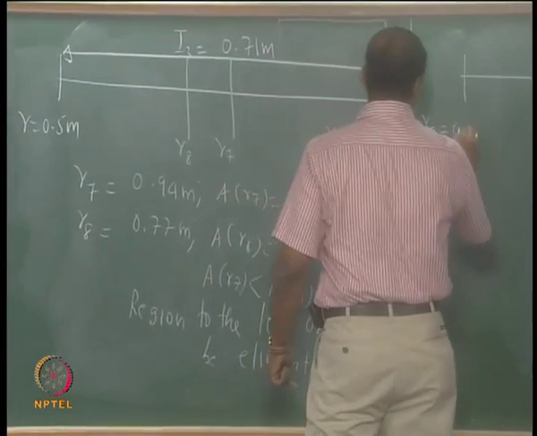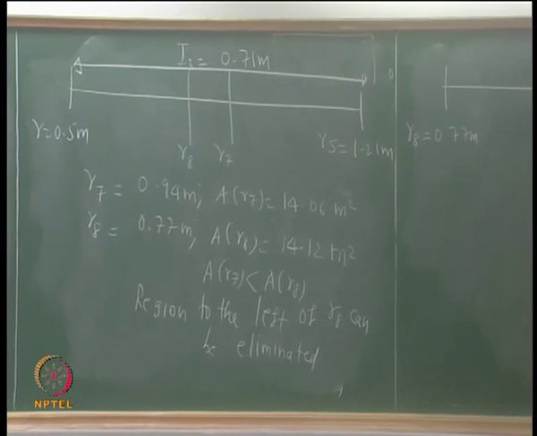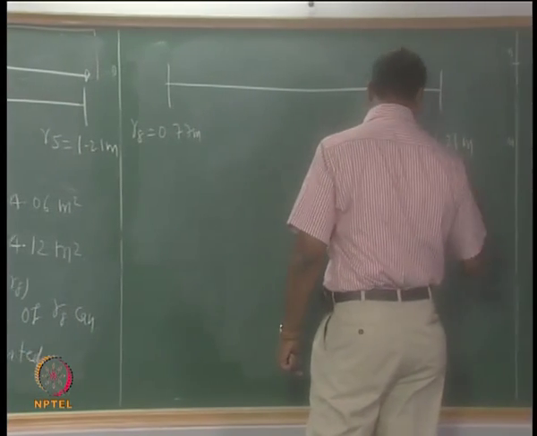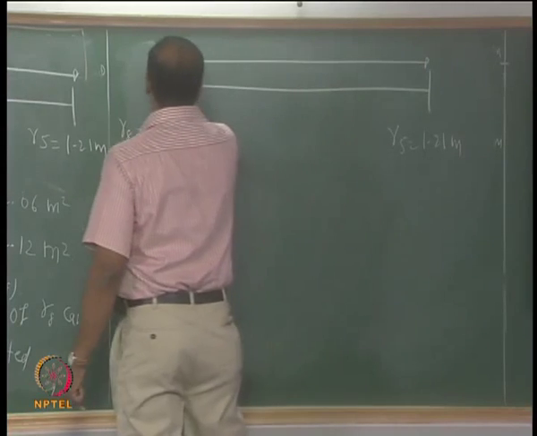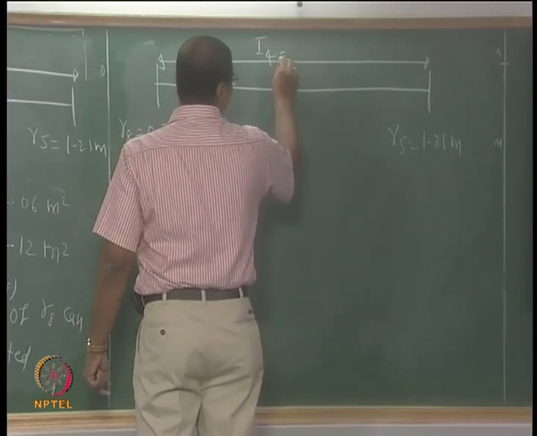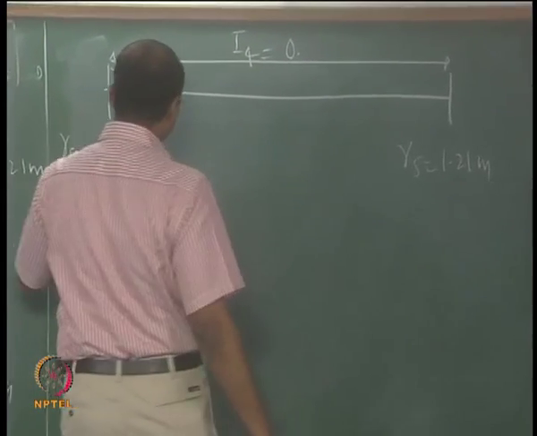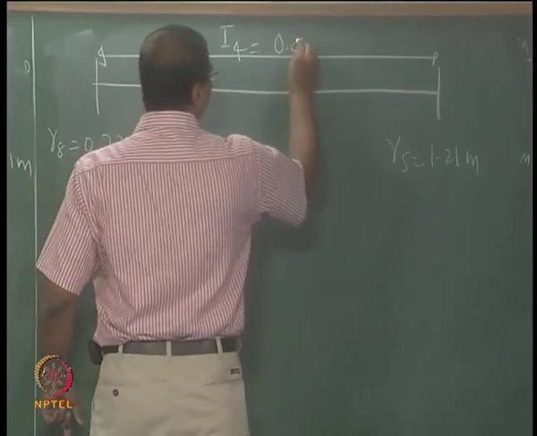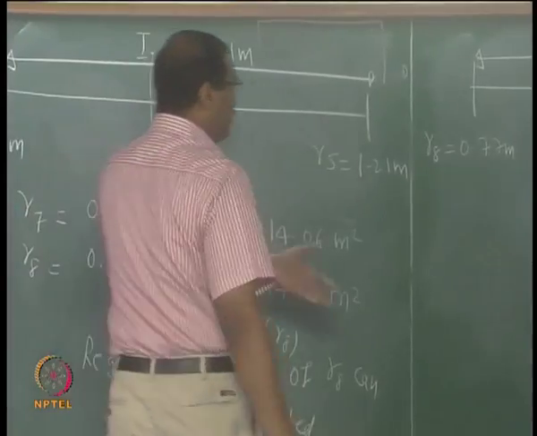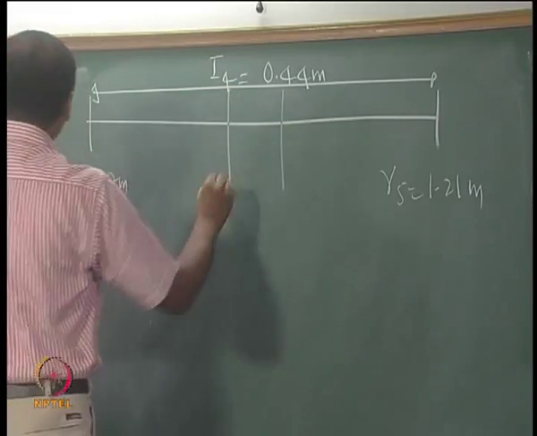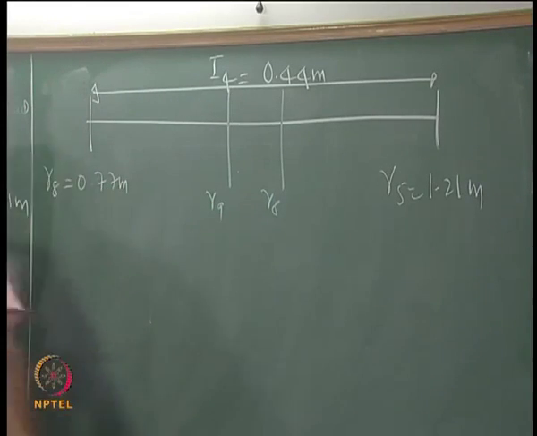R8 is what, 0.77? This is R5. 0.44, 0.44. Yeah, this is where we stopped in the Fibonacci method. Now you can keep on going in the golden section search. R10, R10, R11.